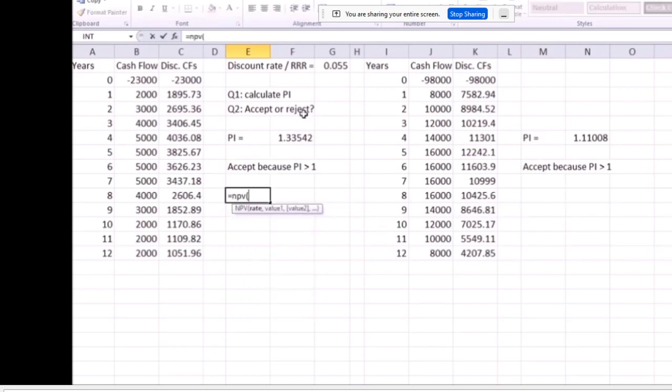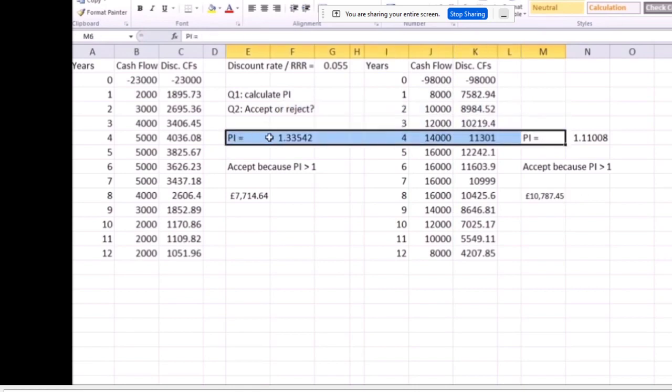Equals NPV, open the brackets, rate, comma, and remember the values starting from cash flow number 1. We just take into account the regular cash flows because the formula discounts by the rate automatically, and we have to remember to add the initial costs by hand. On the left, NPV is equal to 7,700. On the right, NPV, same rate, different values, plus the initial investment by hand. On the right, we have 10,700 in NPV. So there is a bit of a conflict.